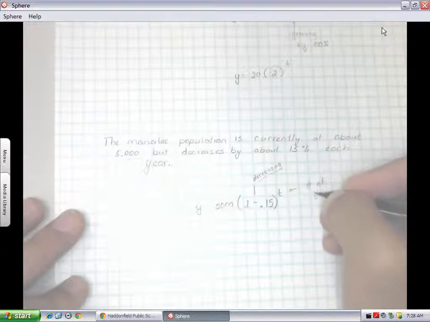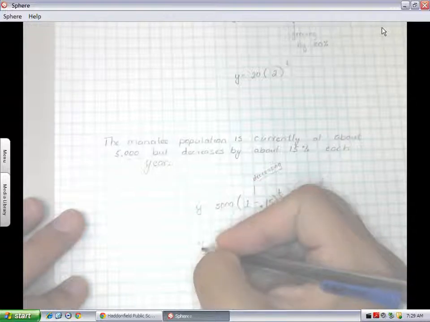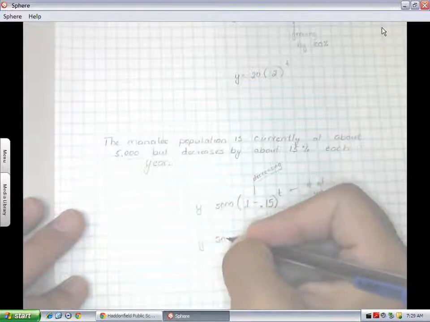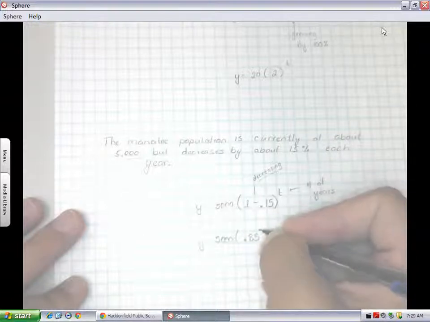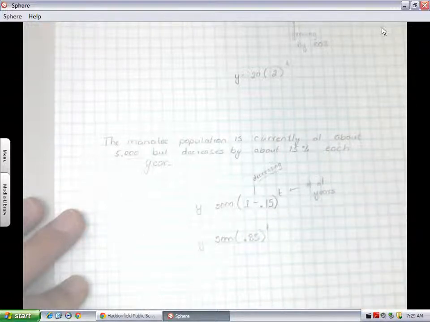So I could write the equation y equals 5,000 times 0.85 to the t power. Well, if we think about that for a second, multiplying by 0.85 is just finding 85% of the old amount. In other words, it's decreasing by 15% every time another year passes.